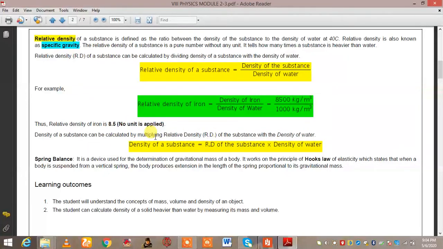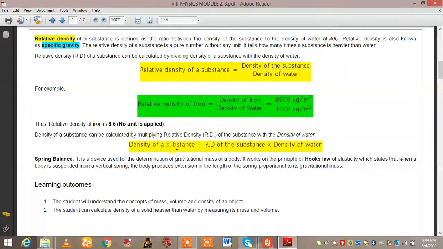So, relative density is just a number. It is not expressed in any unit. It is always expressed as a number. No unit is applied here. So, this is the keyword, children. Whenever it is asked what is the main difference between density and relative density: density is mass per unit volume, while relative density is the ratio between the density of the substance and the density of water. The second difference is that density has a unit, while relative density is not expressed in any units.